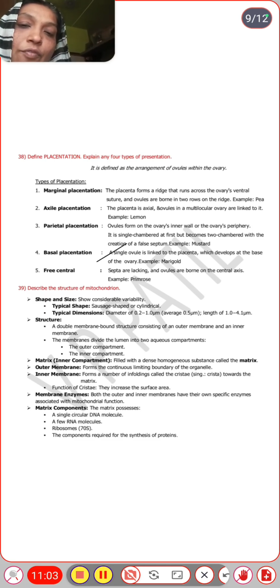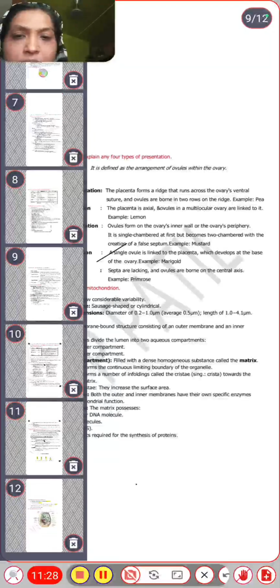Describe the structure of mitochondria. Mitochondrial structure I have described here. If you want to draw the diagram, that is also good. First draw the diagram and then also describe it, but here they said only description. Okay, that's why description is very important.